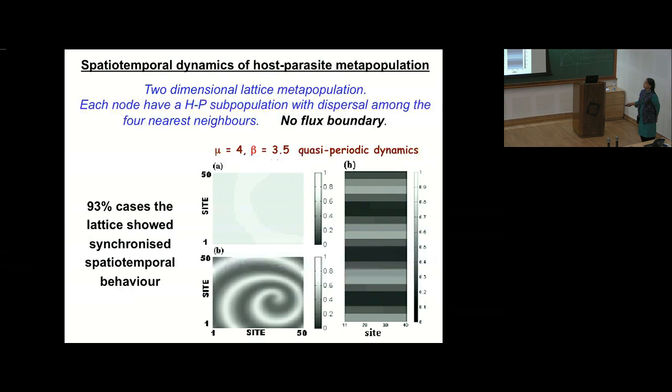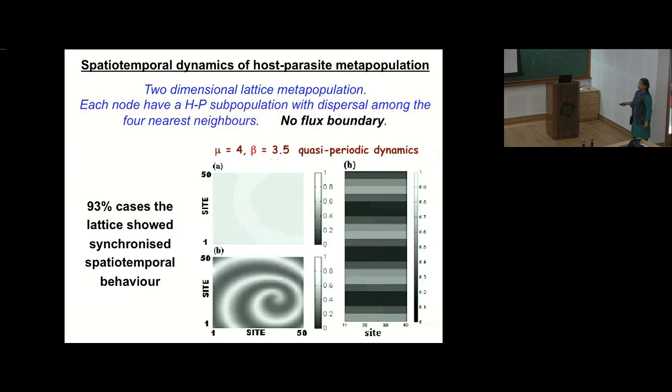And what we see is if you do 100 times, 93 times out of 100, you get a lattice after a long simulation in which all the sites have the same state. That is, all the sites are completely synchronized. What this picture shows you is a 50 by 50 lattice, and the color shows you the value of H in this case. You can plot P also, but here the value of H, and you can see the color is the same, which means all the sites have the same H value. So even though they started with different initial values, each one of them doing completely quasi-periodic dynamics, showing very different kinds of dynamics, now they are all synchronized to the same value.